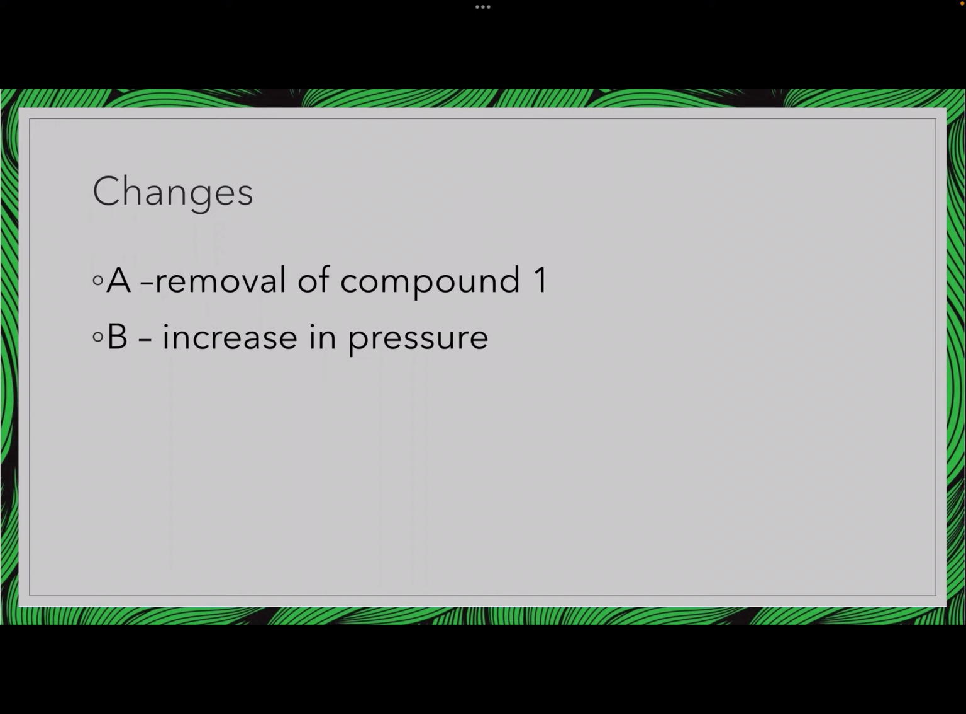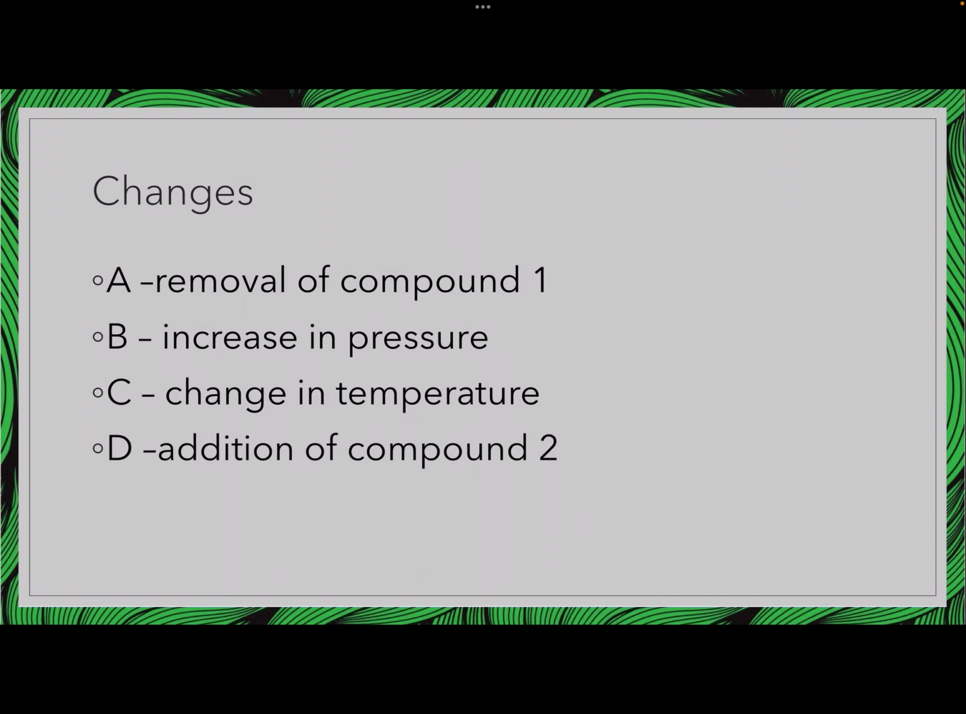C was a change in temperature, so we could see that there were no sudden changes at all. Okay, and that just shows that it's a change in temperature. D was the addition of compound 2, so the concentration of compound 2 suddenly shot up, and then the equilibrium moved to minimize the change by getting rid of compound 2, reacting it to form the other compound. And E was a decrease in pressure, so we saw the concentration of all of the reactants and products decrease suddenly.